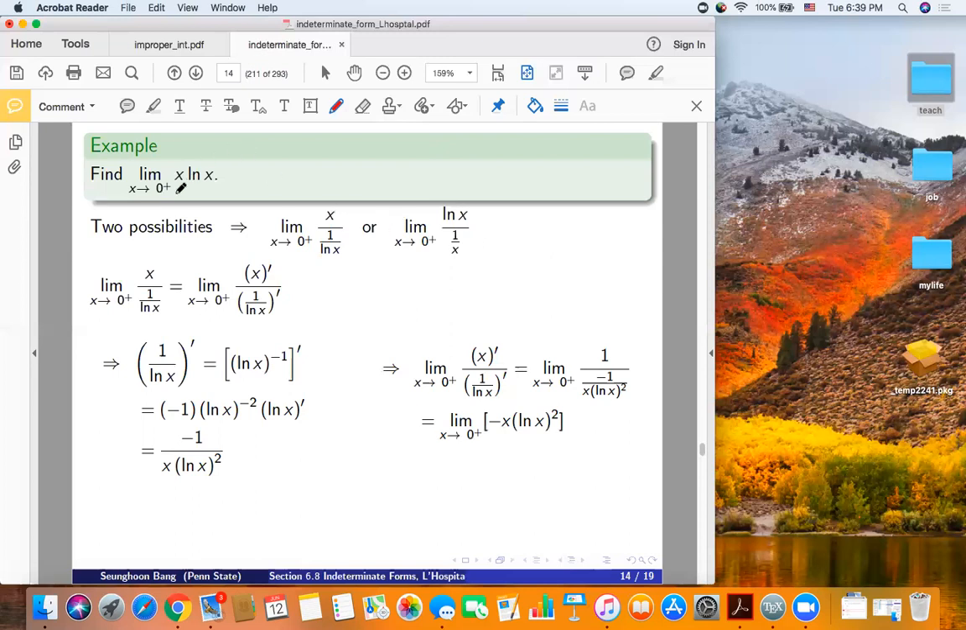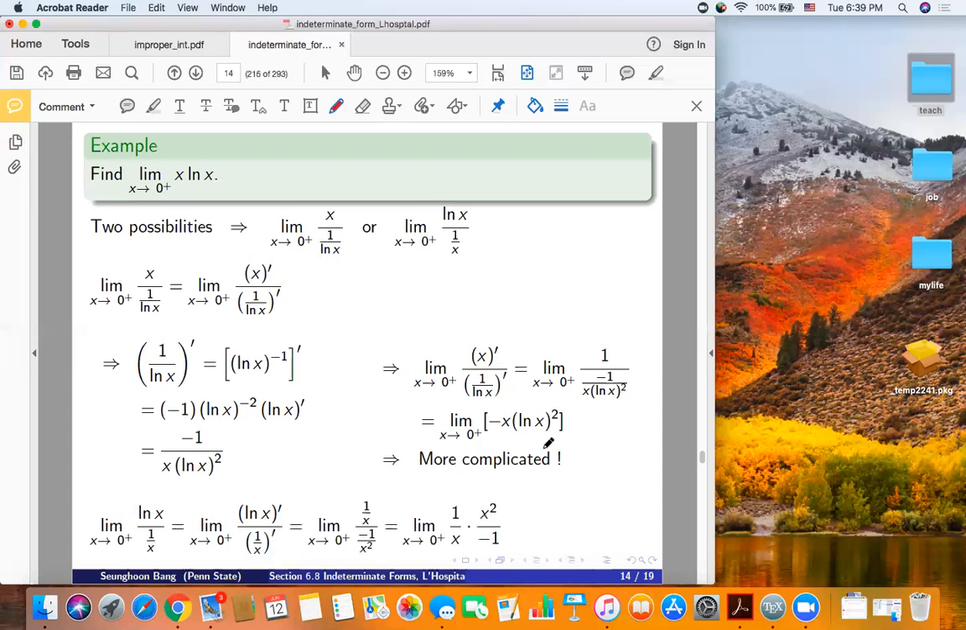What happens? The original one is this form, and the simplified form is more complicated. This case is not good. So we can use the second possibility. You can use L'Hopital's rule: ln of x prime over 1 over x prime. ln of x prime is 1 over x, and 1 over x prime is minus 1 over x squared. Changing to multiplication, x is crossed out, just minus x going to 0. So that's it. This is the idea.